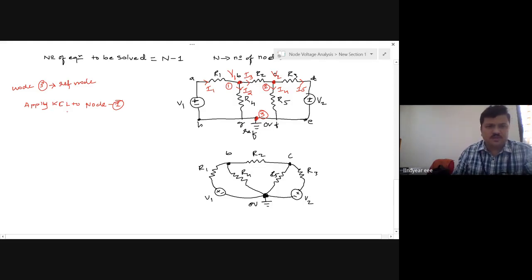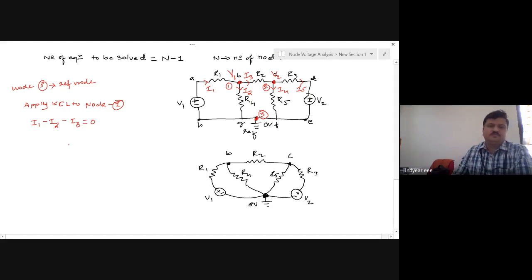Now, when I write KCL to node 1, I1 is entering, I2 is leaving, I3 is leaving. So I can write, with current entering the node as positive, I1 minus I2 minus I3 is equal to 0. Now, if I write only this, I cannot solve because these currents are not in terms of V1, V2, V3 or node voltages. Now, I should write these currents in terms of node voltages.